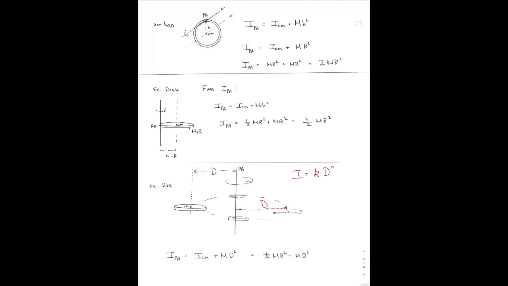Well, the parallel axis theorem just says it's I center of mass, that's the one we always know, plus m h squared. So I center of mass for the hoop is m r squared, and h is the distance between those two parallel axes, which is just the radius. So right there I put my m r squared, the moment of inertia that I know, and now I get the moment of inertia about that axis up at the top. That axis is 2 m r squared.